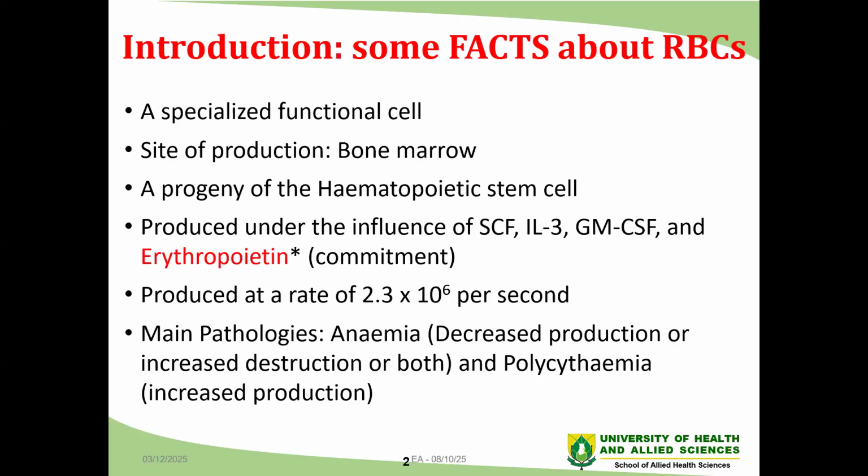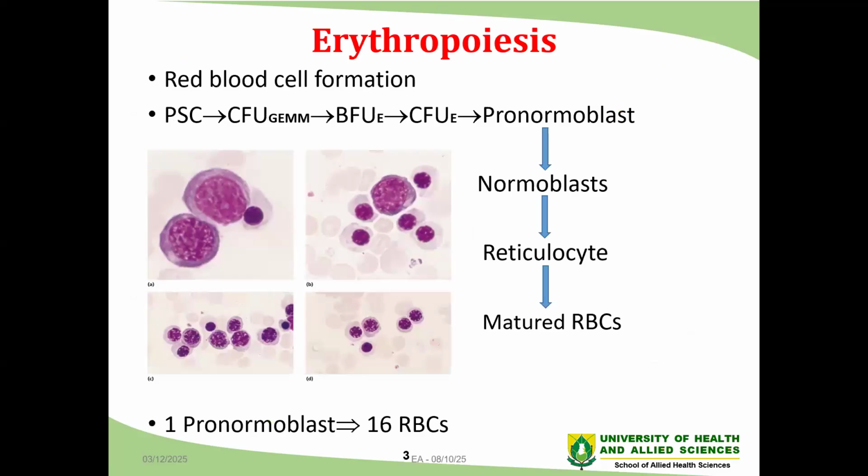And then we also have polycythemia. In this case, we have an increased production of the red cells. So be it anemia or polycythemia, it's not going to augur well for the patient. So here we just take a very quick look at the production of red cells. We call this process erythropoiesis.